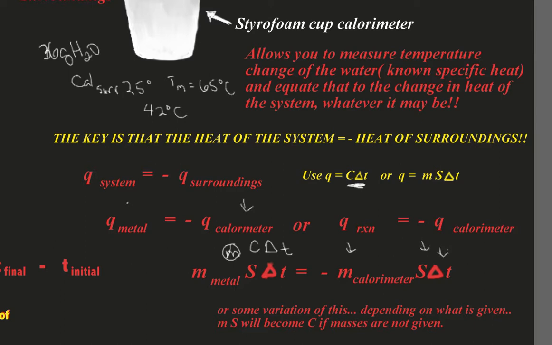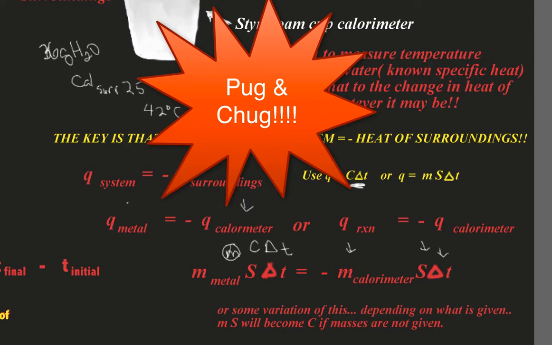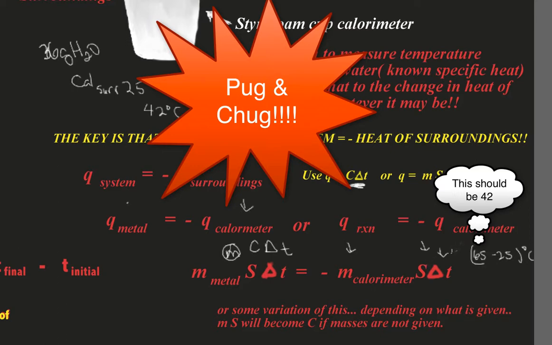The delta T here would be the final temperature minus the initial temperature of the water, which was at 25 degrees Celsius. And the final temperature is 42. So you would just plug in a 42 minus a 25 over here, and that would be degrees Celsius. And then here we would have specific heat, which was 4.18, and then the mass, which was 36 grams. And there's one side of your equation with a negative sign. Don't forget the negative sign. And then the left side would be the C that we're looking for. We don't know the C.